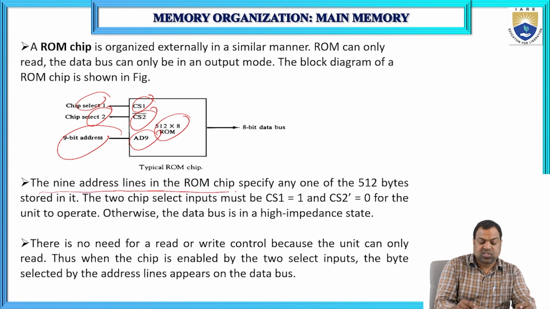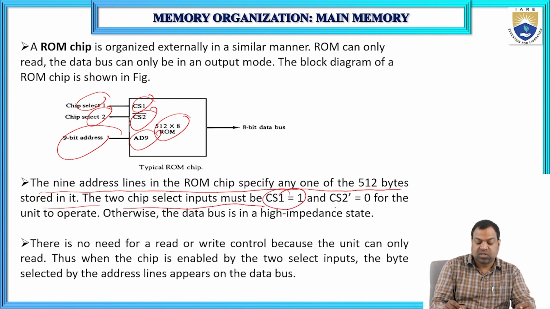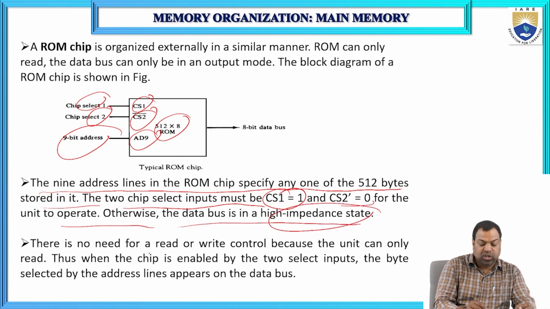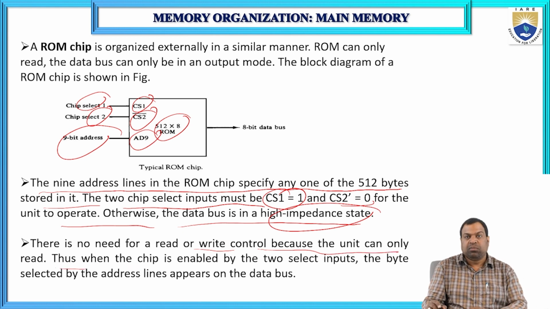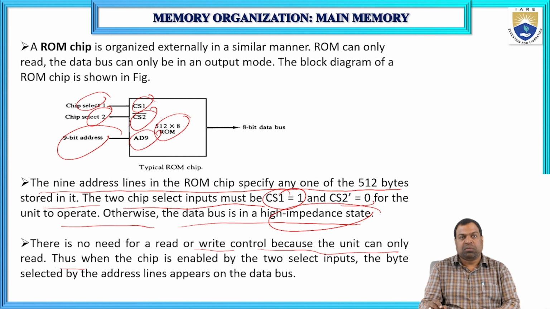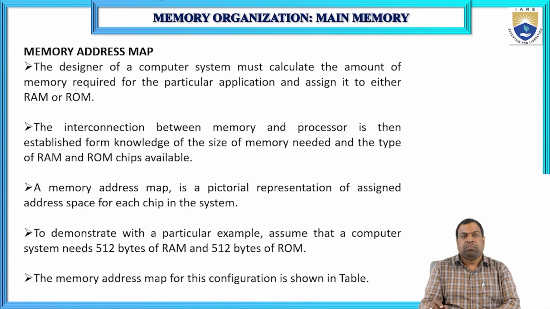The 9 address lines in the ROM chip specify the 512 bytes stored. The two chip selects CS1 equal to 1 and CS2 bar equal to 0 enable the unit to operate, otherwise the data bus is in the high impedance state. There is no need for a read/write control because the unit can only be read. Thus, when the chip is enabled by the two select inputs, the byte selected by the address lines appears on the data bus.